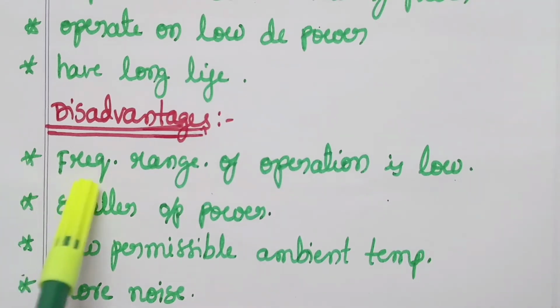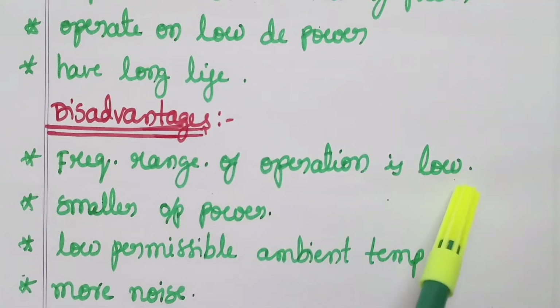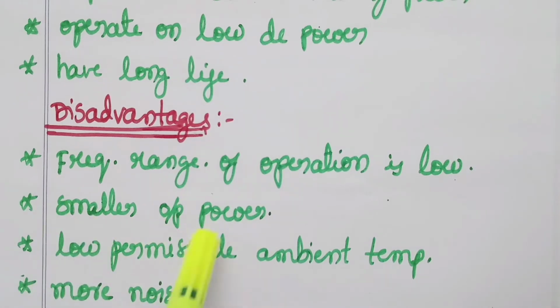The first one is the frequency range of operation, which is very low for semiconductors. And the output power, this is the main drawback of semiconductors. The output power given by semiconductors is very low, and they are sensitive to low permissible ambient temperature, and the noise is also very high because this noise is due to the recombination of holes and electrons in the semiconductors.